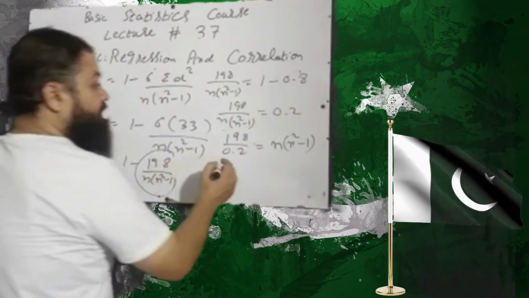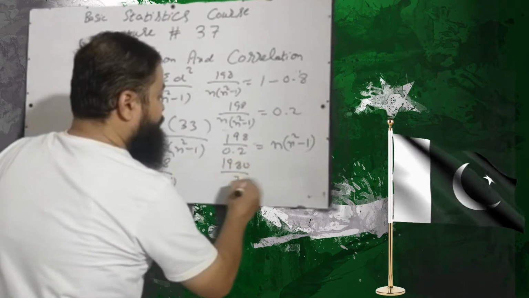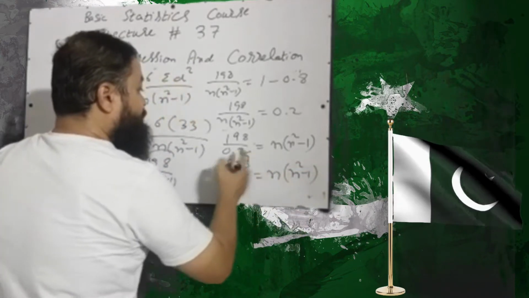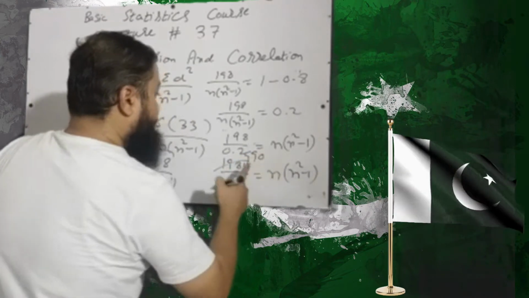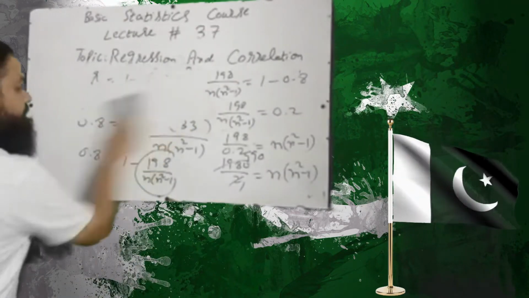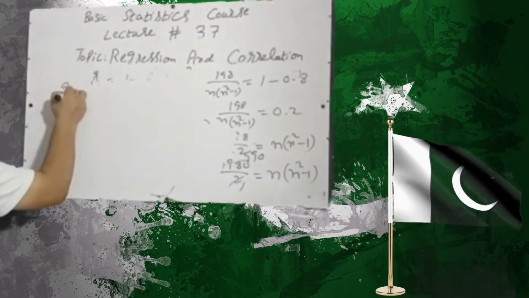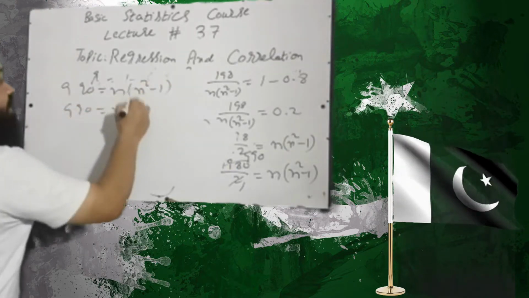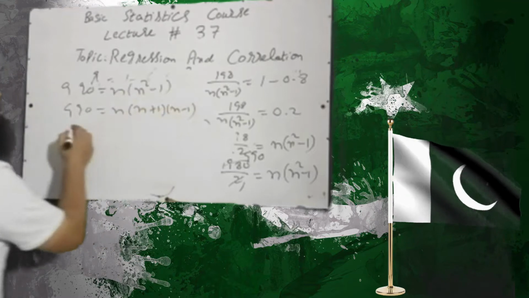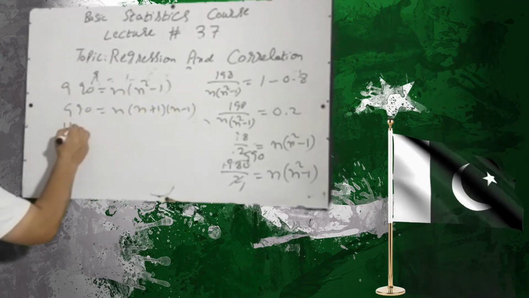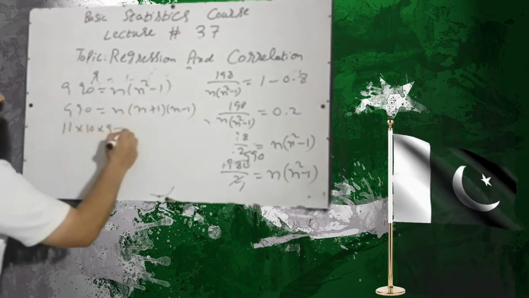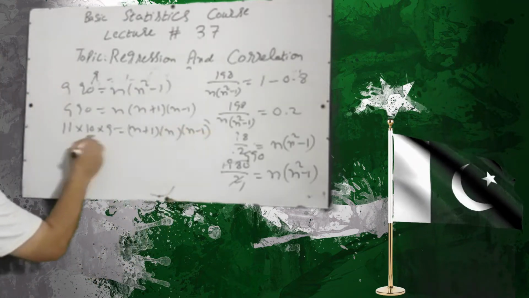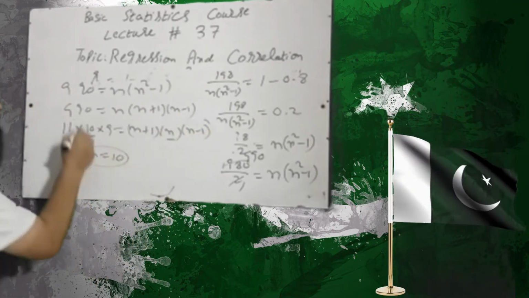If you divide them, what will be the answer? 1980 over 2 is equal to n into n square minus 1, which is 990. Now 990 is equal to n into n square minus 1, that is n plus 1 into n minus 1. 990 can be written as 11 into 10 into 9 is equal to n plus 1 into n minus 1. If you just compare them, then n will be equal to 10. N is equal to 10 will be the correct option in the exam.